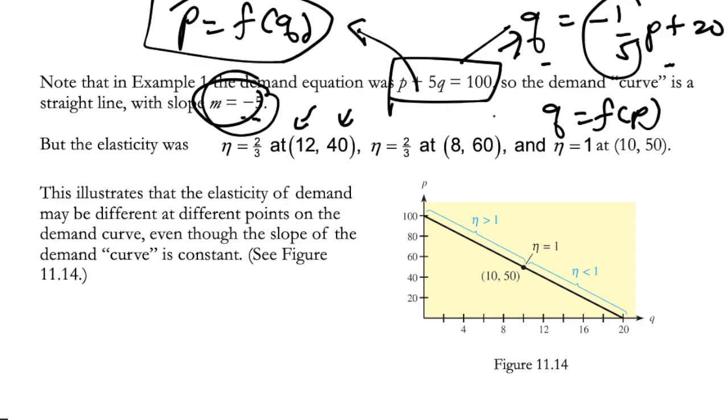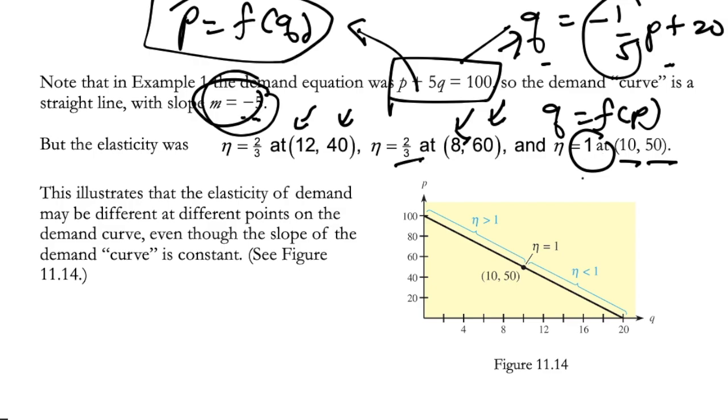Now, for question B, if the price is at 60, quantity will be 8. Yeah? This one, you solve it yourself. And the elasticity of demand is also 2/3. But when the price is 50, quantity is 10. Okay, this is question C. I didn't show you how to get it, but I expect you to do it. The elasticity of demand is 1.